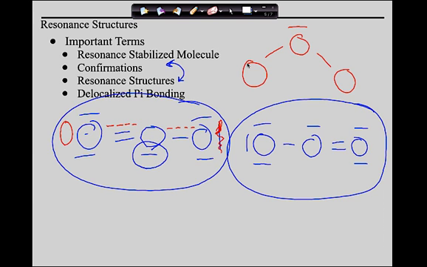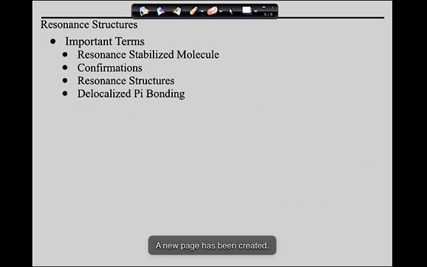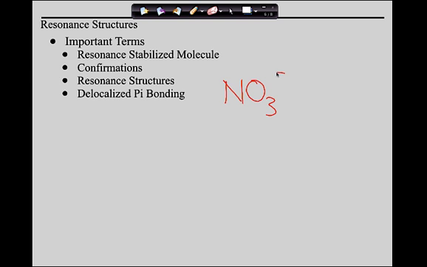So should we never draw the resonance stabilized molecule? Well, let's say it this way. The way to draw resonance stabilized molecules is by representing all the conformations. That's how we do it. Okay, so we'll draw them like this. What happens when you have these huge compounds? Yeah, and you can get a lot, right? But let's look at one that's maybe a little more interesting. Guys, draw nitrate. Put nitrate in your notes.